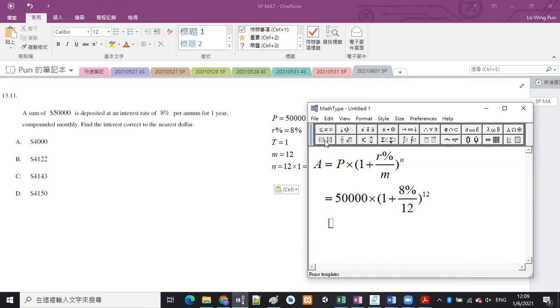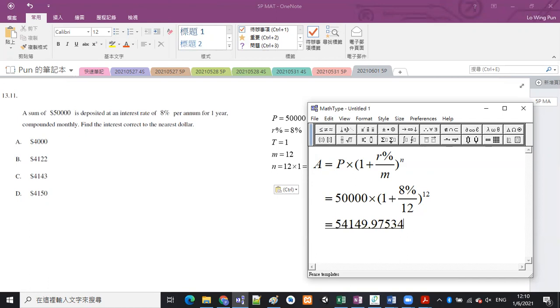Okay. And then plus 1, and then to the power 12, and then multiply by 50,000. So it should be equal to 54149.97534. Can you get this number? Okay, so this is the amount. That is the sum of the principal and the interest.